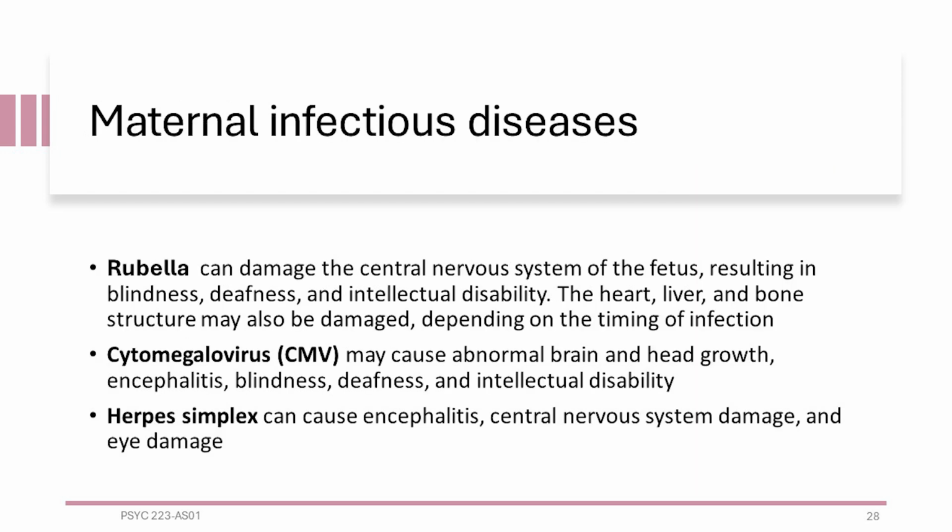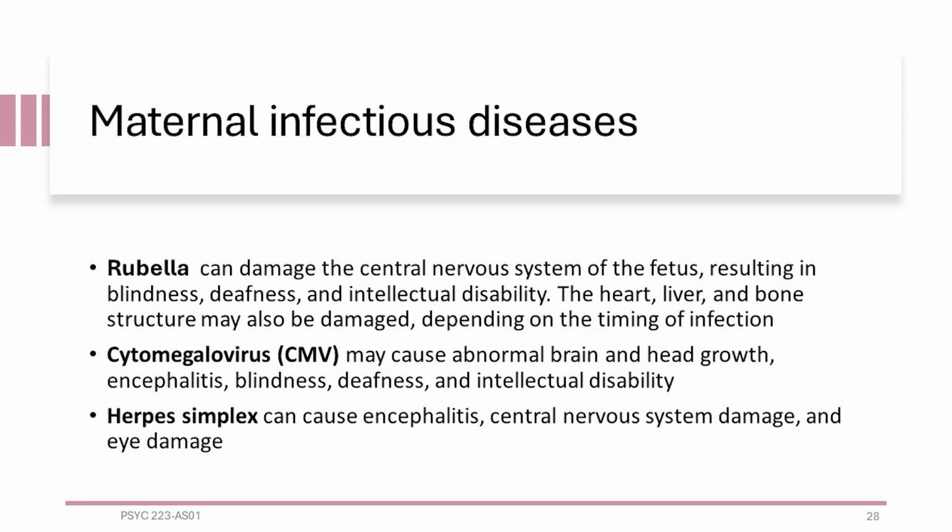Let's move from one sad topic to another: maternal infectious diseases. Short-term infection during pregnancy can seriously affect the developing baby. Rubella can harm the baby's central nervous system, leading to blindness, deafness, and intellectual disabilities. It can also damage the heart, liver, and bones, depending on when the infection occurs.